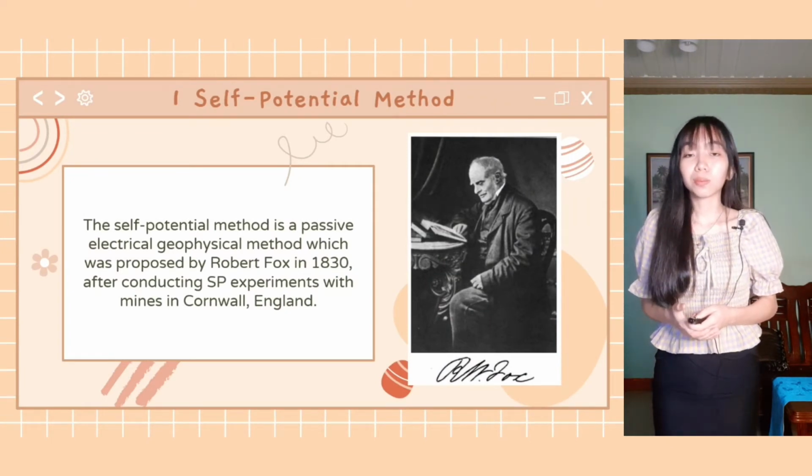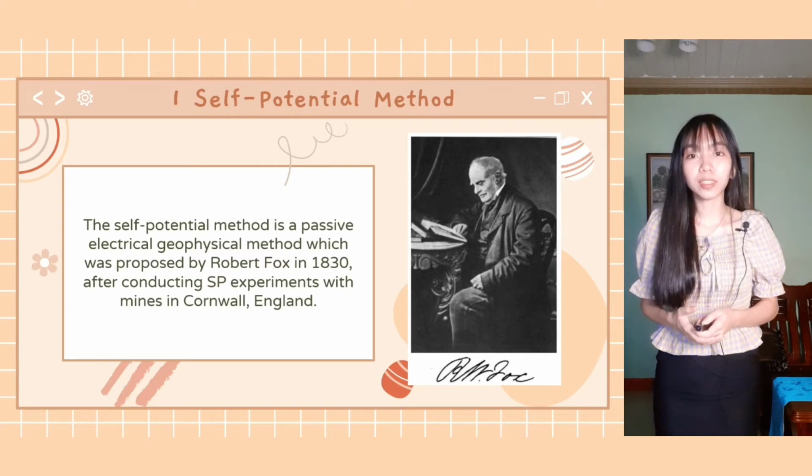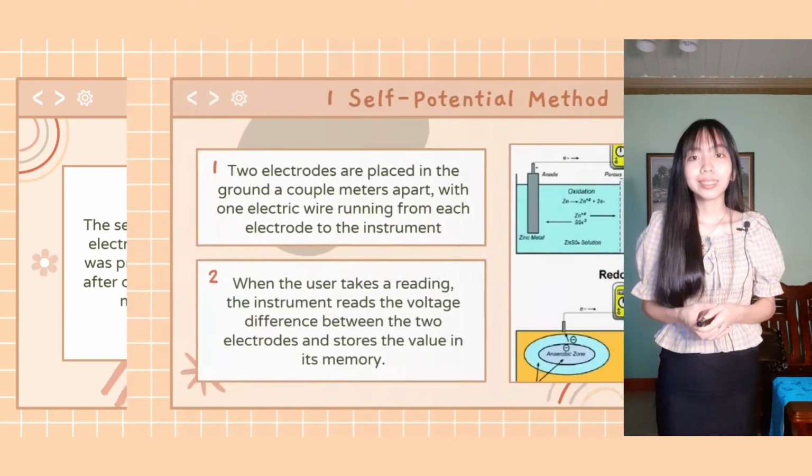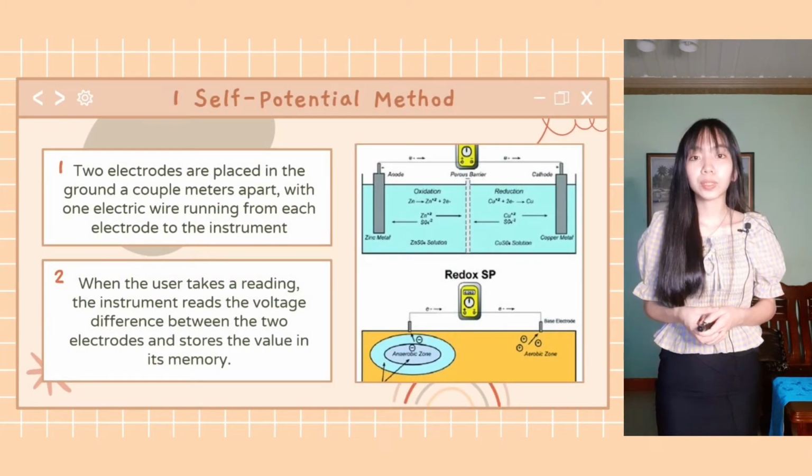The self-potential method is a passive electrical geophysical method which was proposed by Robert Fox in 1830 after conducting self-potential experiments with mines in Cornwall, England. So how does the self-potential method work?